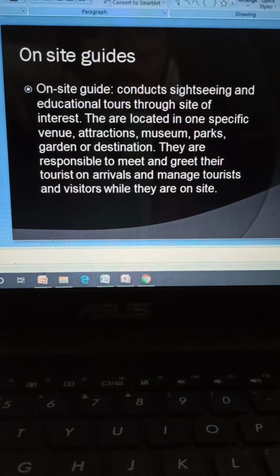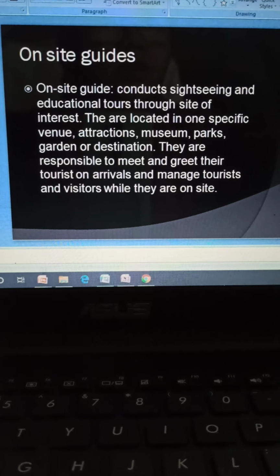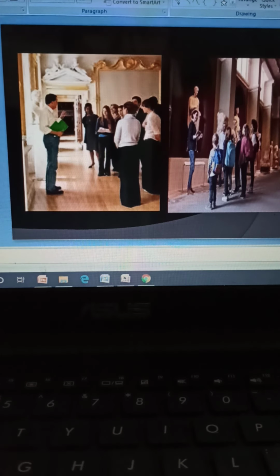On-site guides are also known as a docent, D-O-C-E-N-T, usually in a museum or a specific attraction, like say Universal Studios. If you go on a specific tour, you would probably need a tour guide for that. They will greet you when you arrive and manage everything else for you when you are there. Excuse that, that's just the sound of my phone.